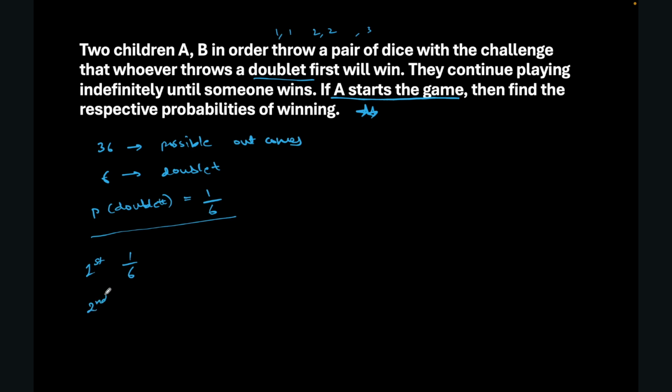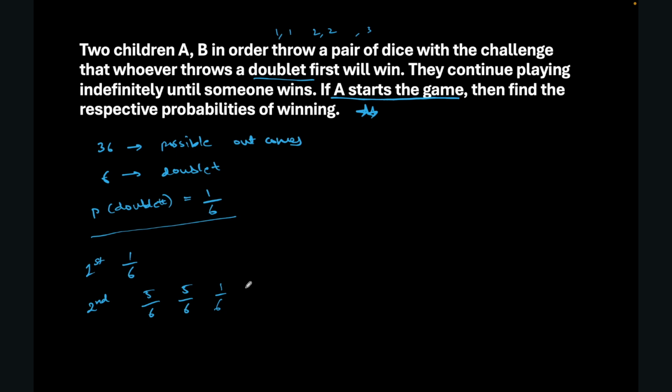In the second situation, A will miss it, and then for A to win again, B will also have to miss it, right? And then A will have to get a doublet like this. And remember, now, do I add them? What do I do? Do I add one, multiply the other? That's the confusing part. But remember, let's stick to our basics here.